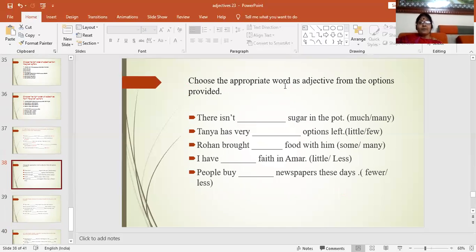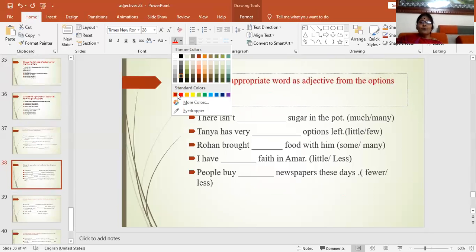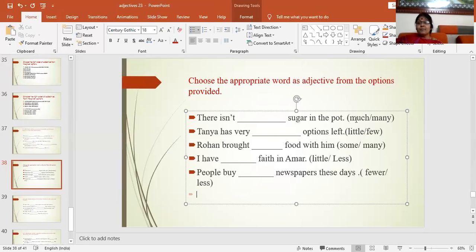Choose the appropriate word as adjectives, right? What is the appropriate word that you're going to choose as adjectives? Now, quantitative adjectives we have learned. So that there isn't dash sugar in the pot, much or many. We use much because it is not countable. When it is not countable, you should use much, and when it is countable, you will use many. Tanya has very dash options, little or few. Our answer is few because options are countable and few is used for countable.